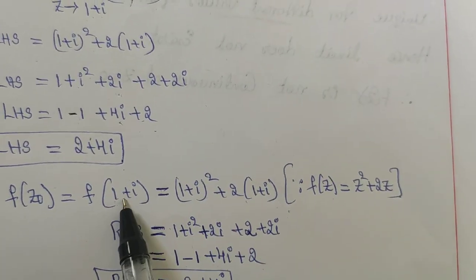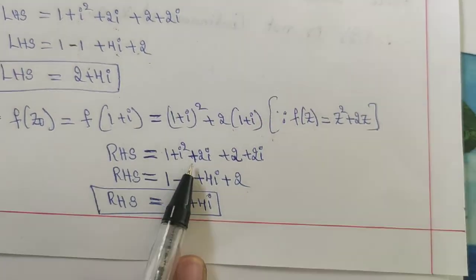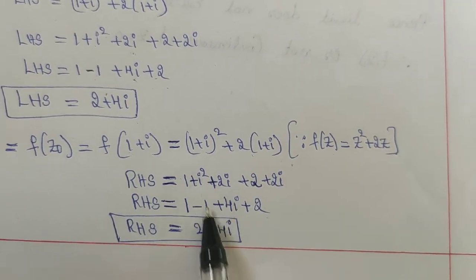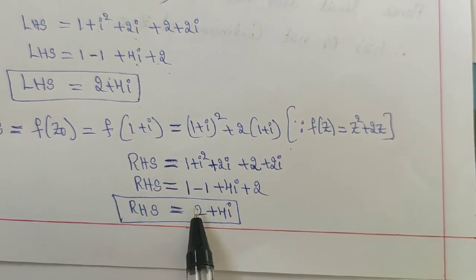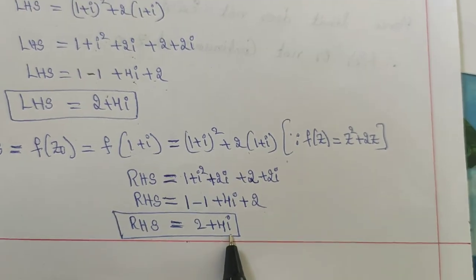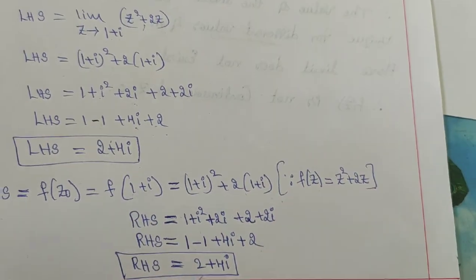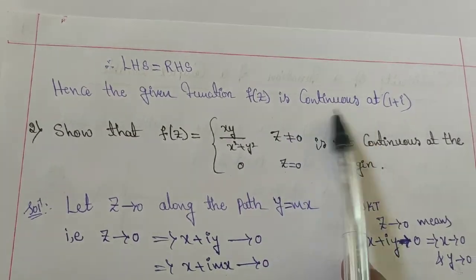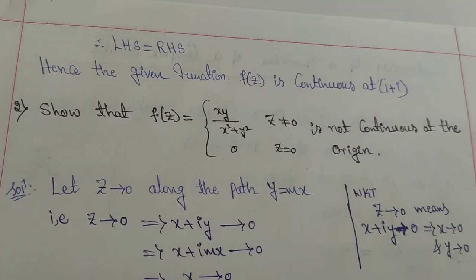Substitute the z value here, 1 plus i. That means (1 plus i) whole square plus 2 into (1 plus i). Simplify it. (a plus b) whole square, a square plus b square plus 2ab, plus 2 plus 2i. i square here is minus 1, 2i plus 2i is 4i, plus 2. What we got here? 2 plus 1 is 3, 3 minus 1 is 2, plus 4i. I got the same answer for LHS and RHS. So I can write the function is continuous. That means LHS is equal to RHS. Hence the given function is continuous at the point 1 plus i.